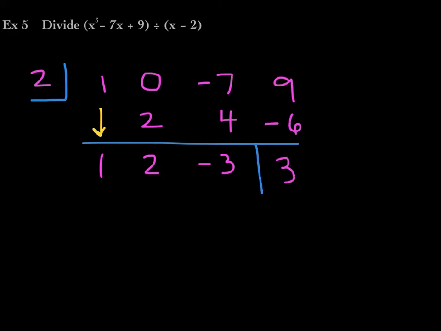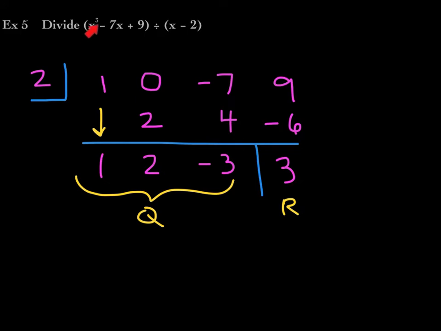Now, folks, this is your quotient, and then the number outside is your remainder. This is your quotient, and then this is your remainder. Okay, now watch this. I'm going to write down the final answer, okay?